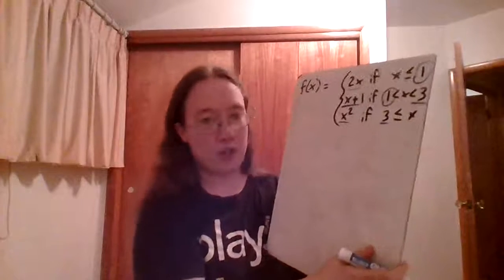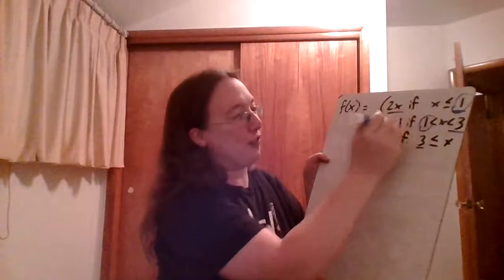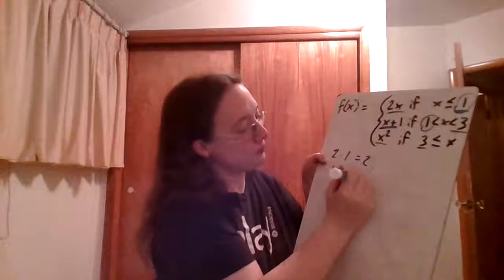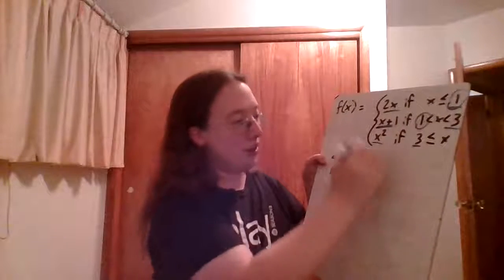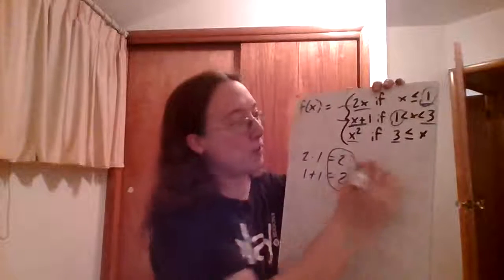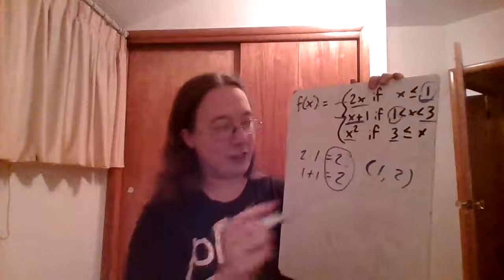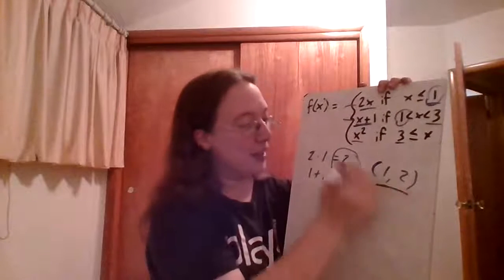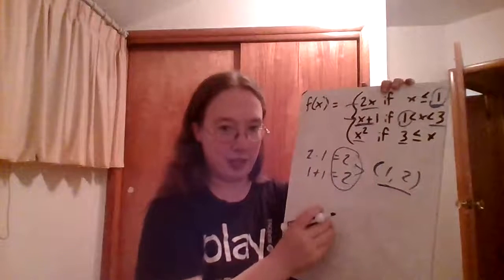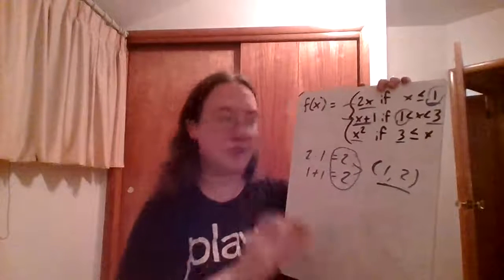So if you don't want to graph this, the quickest way to find out if they're meeting is to just plug that 1 into both this and this. 2 times 1 is 2. 1 plus 1 is 2. So these two, even though they're two different pieces, they're both meeting up at 1, 2. So that's still continuous because the point exists, the limit exists, it's approaching the same thing, and the point is the same as the limit. So even though we got a piecewise function, that part's still meeting up, that's still continuous.